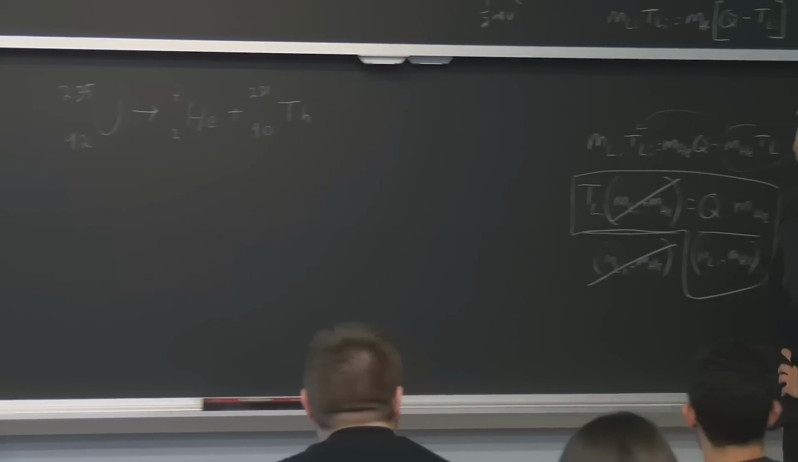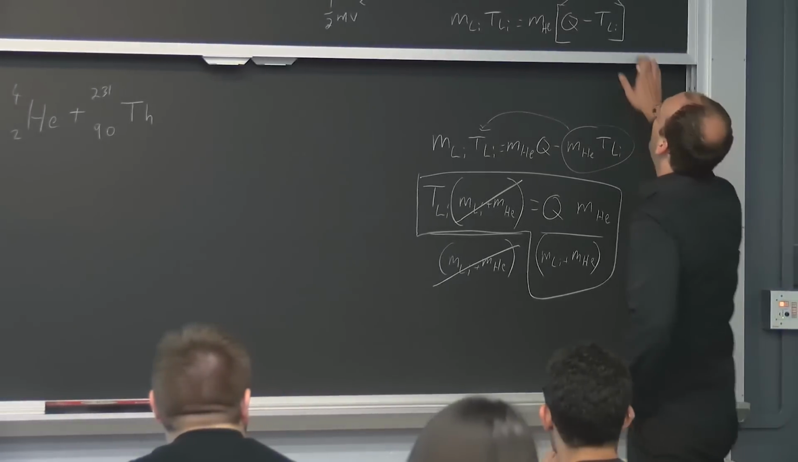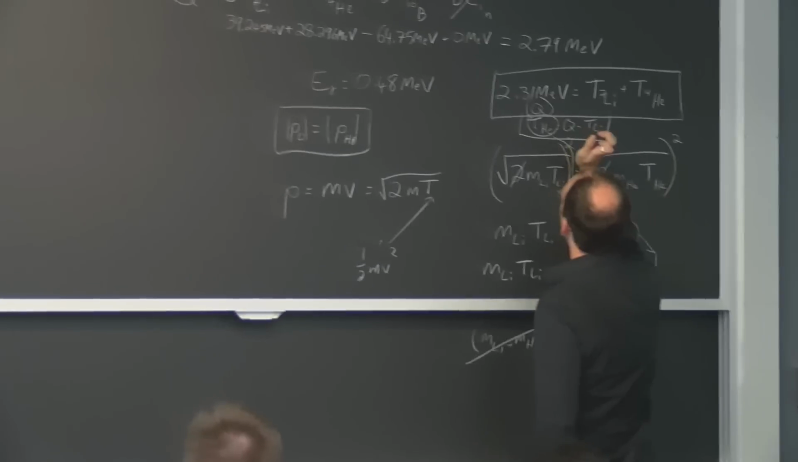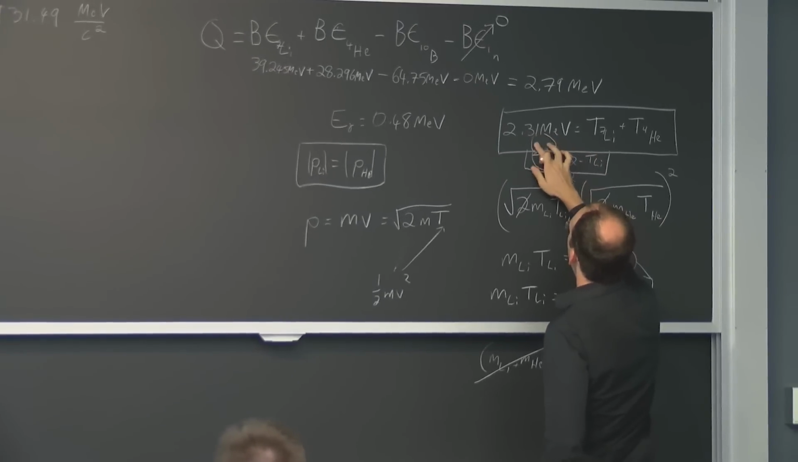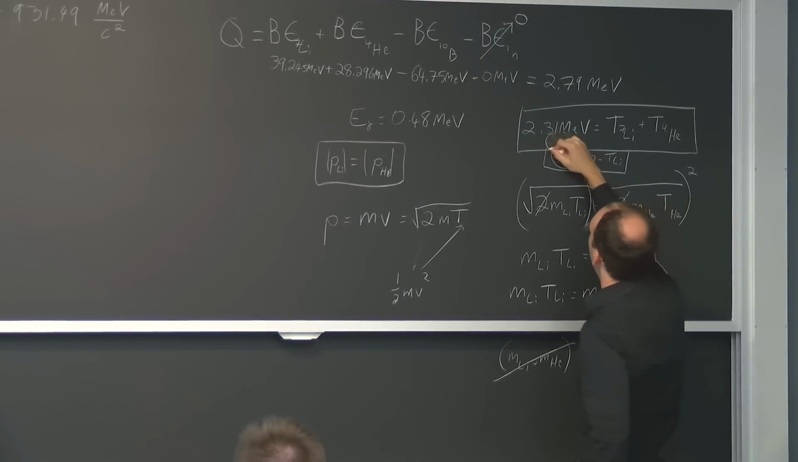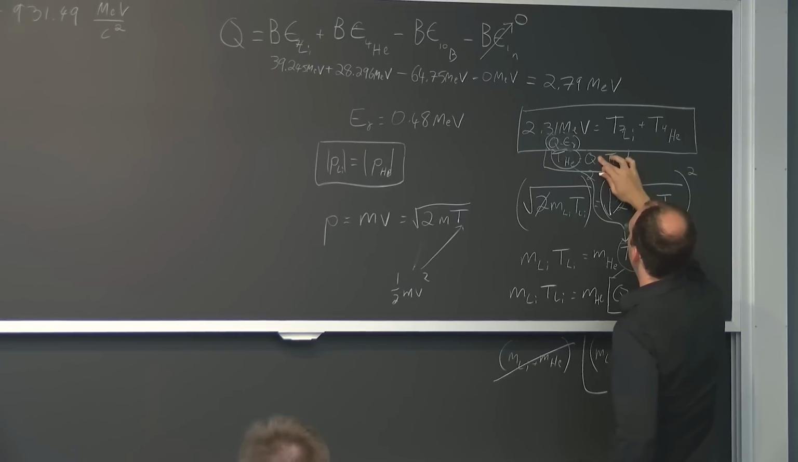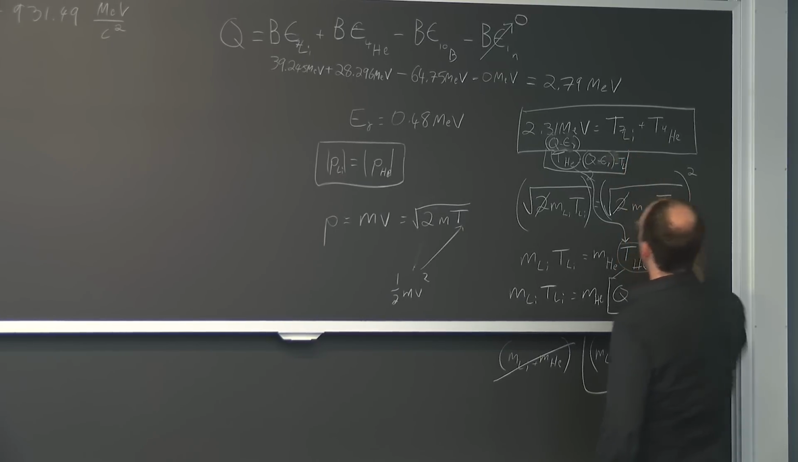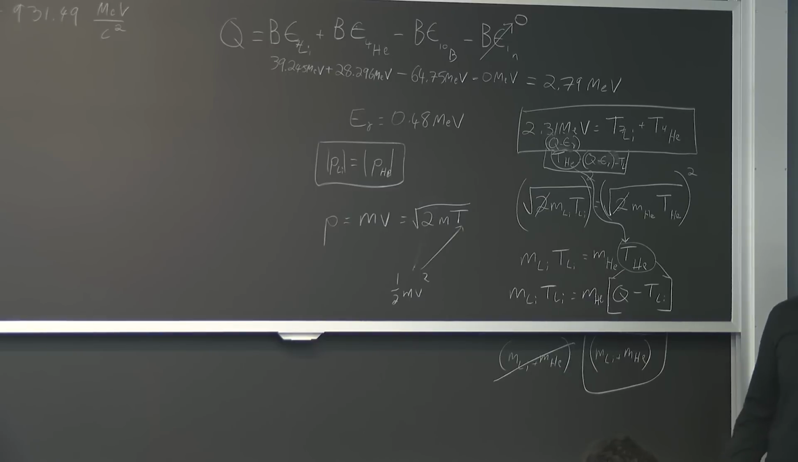They're the same one, actually. The 2.7. Oh, I see. That's a good point. So this wouldn't really be Q, would it? But it is the sum of the kinetic energies. This is like Q minus the gamma ray energy. Let me stick that in there. Yep, good point.